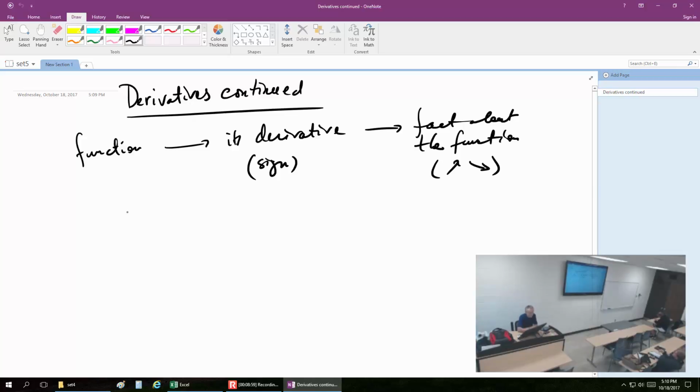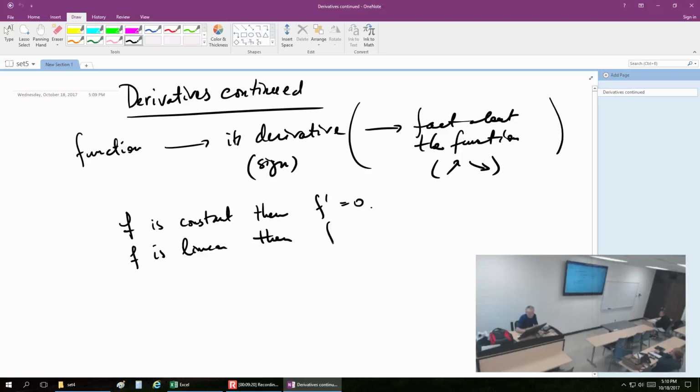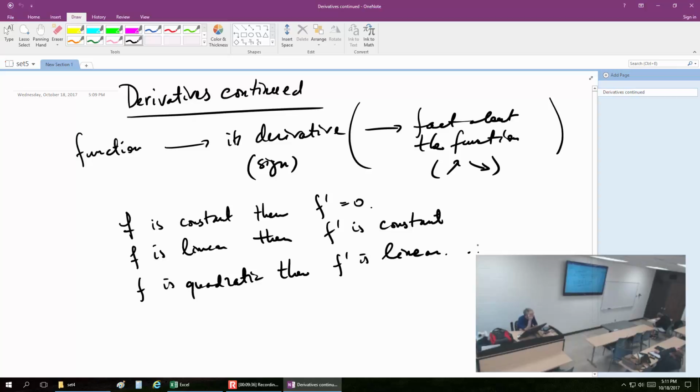So this is a very simple one. If f is constant, then f prime is 0. If f is linear, then f prime is a constant. If f is quadratic, then f prime is linear, and so on, like that. So these are a few facts that we know about it.